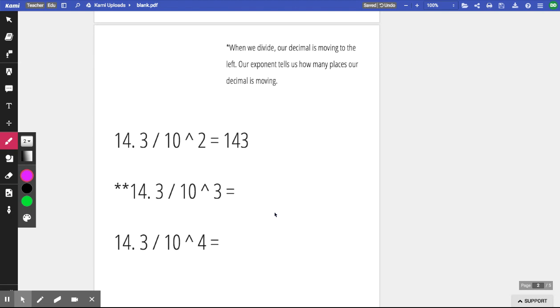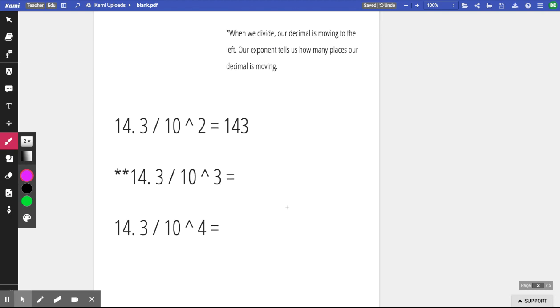Now if we take a look at question 3, same thing, except this time we're dividing. And when we divide, our decimal is moving to the left. Same thing, our exponent tells us how many places our decimal is moving, but again, we're moving it to the left this time. So for the first problem, 14 and 3/10 divided by 10 to the second power, that means I'm moving my decimal point to the left 2 places, 1, 2. So my answer is 143 thousandths.